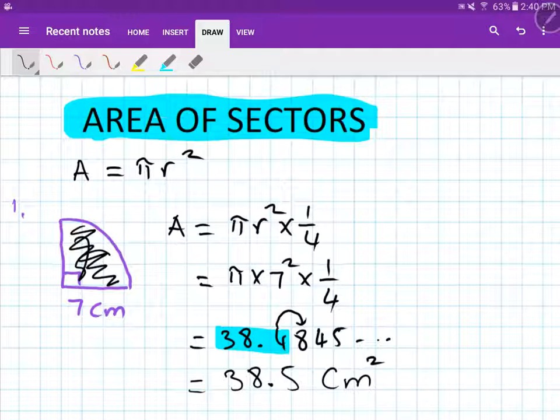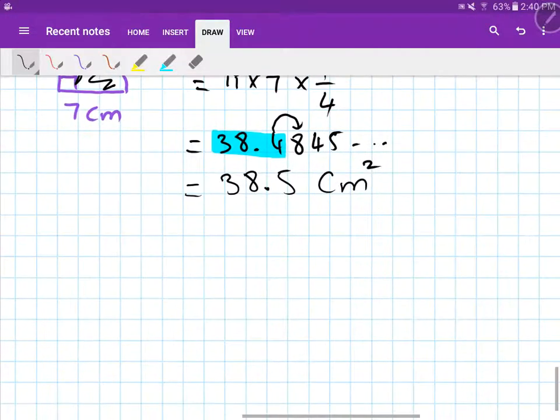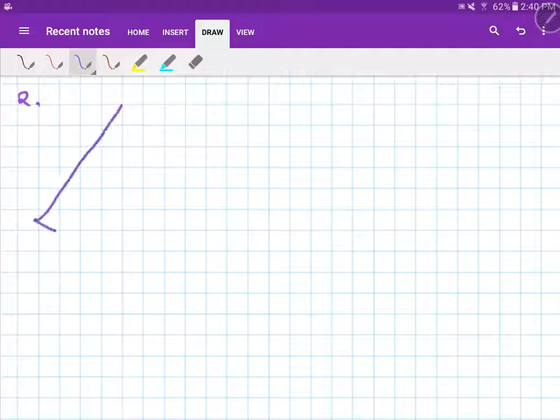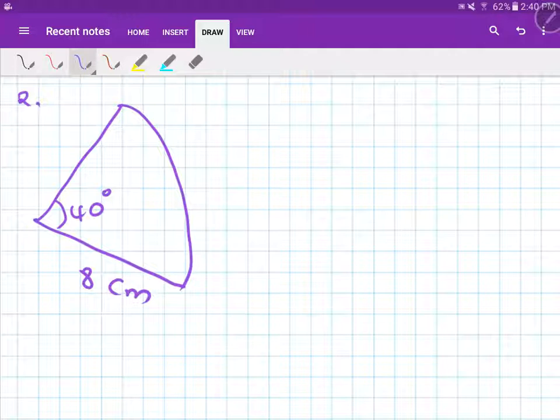Don't forget the unit. Area is centimeters squared. If I asked for perimeter, it would have been centimeters. Don't forget that. Let's move on to number 2. Let's say a shape like this, and this is 40 degrees. This one here is 8 centimeters. Now the question is, what is the area of this? This is part of the circle, so we call it a sector.